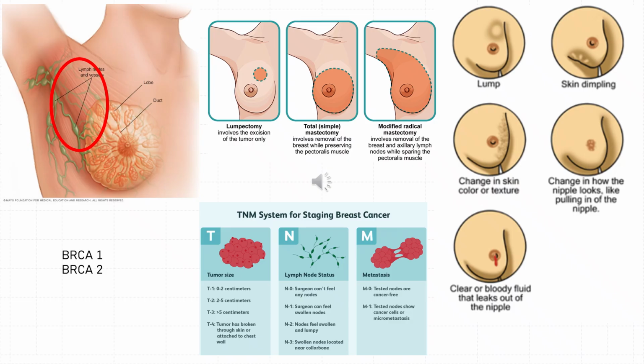In the middle there is the total simple mastectomy. This is removing the breast while keeping the pectoralis muscle intact and the area of the armpit or axillary area with the lymph nodes. Then you have a modified radical mastectomy. This involves removing the breast and the axillary lymph nodes and tissue, and leaving the pectoralis muscle intact. For your radical mastectomy, this is a removal of all breast tissue, all axillary lymph nodes, and pectoralis muscle itself as well. So that is your most drastic removal of breast tissue.